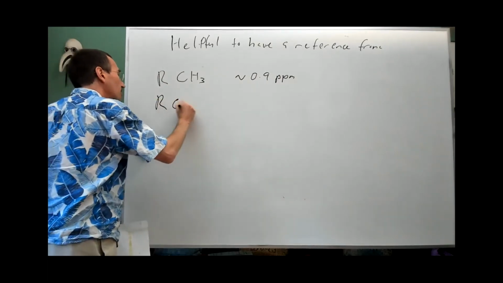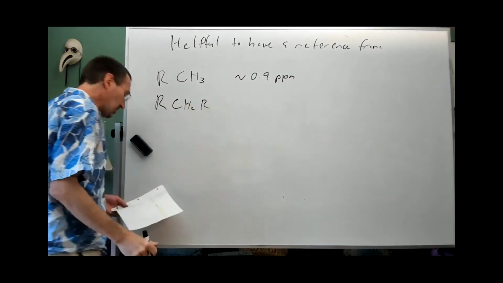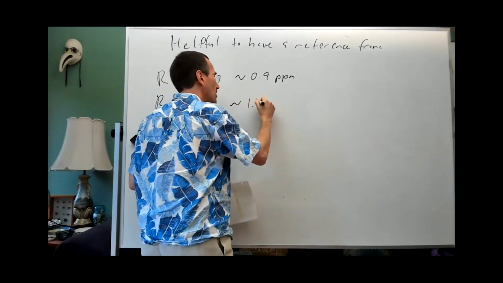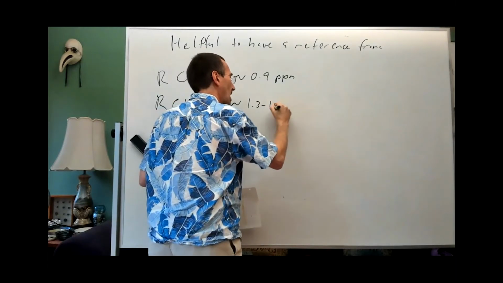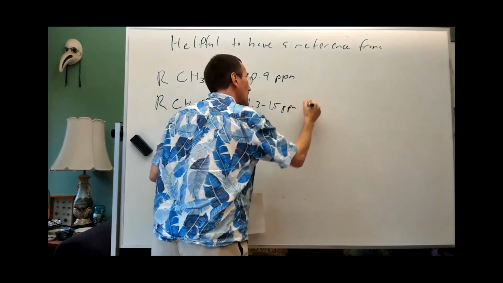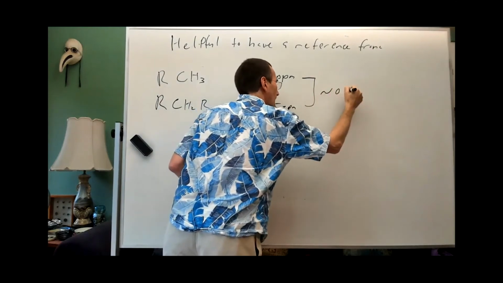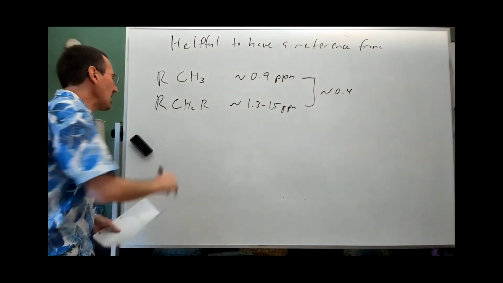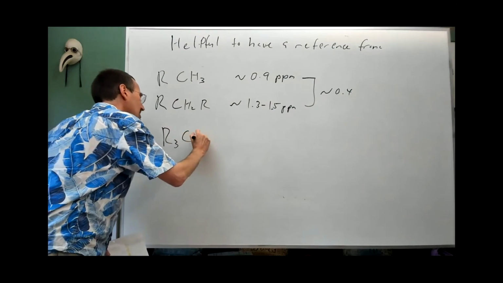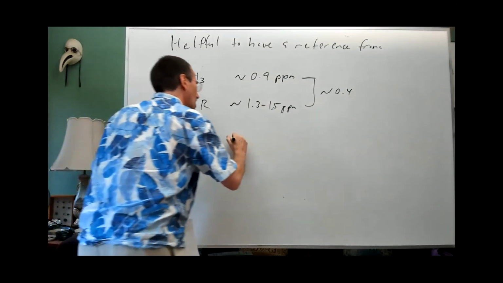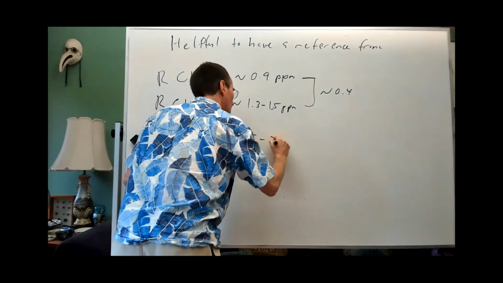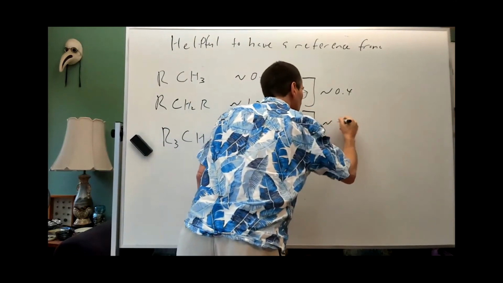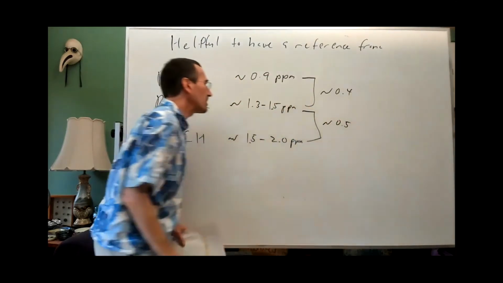A plain vanilla methylene group, RCH2R, no electronegative substituents, typically at about 1.3 to 1.5 ppm. In other words, this difference is about 0.4 ppm. And if we go to a plain vanilla methine group, I'll just write that as R3CH, now we're somewhere around 1.5 to 2.0 ppm. And so, in other words, about another 0.5 ppm.